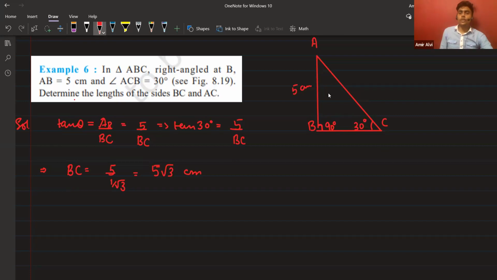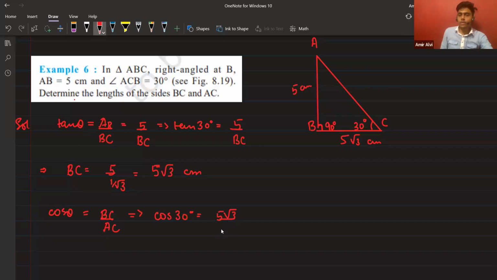Now we have to find the value of AC without using Pythagoras. How can we find it? By using cos theta. Yes, we can use cos theta, we can use sin theta, any of them, because we have the value of both. Cos theta is base upon hypotenuse, BC upon AC. BC is 5 root 3.